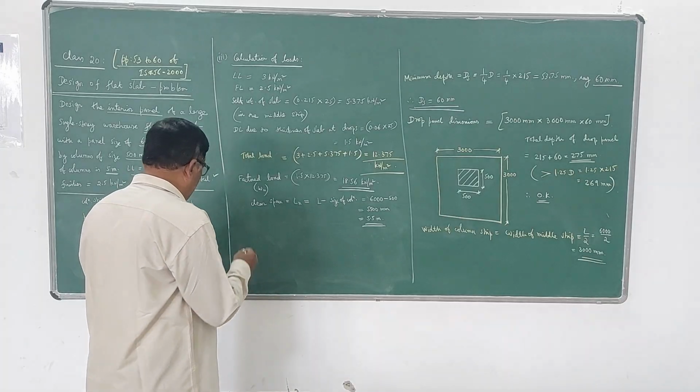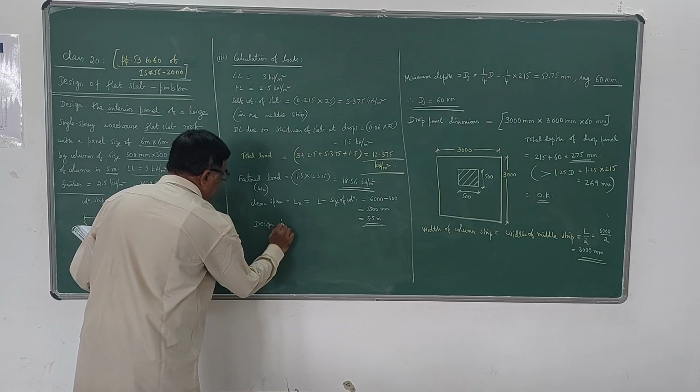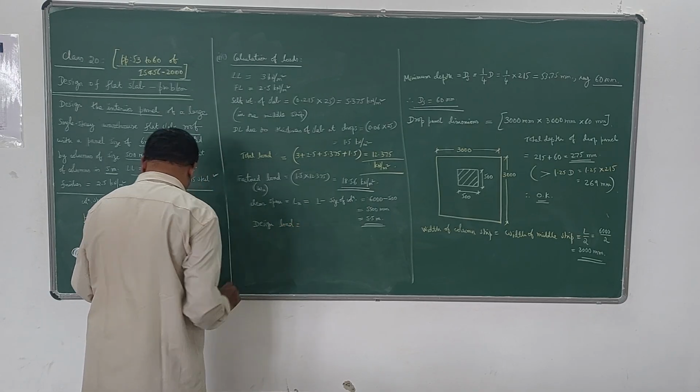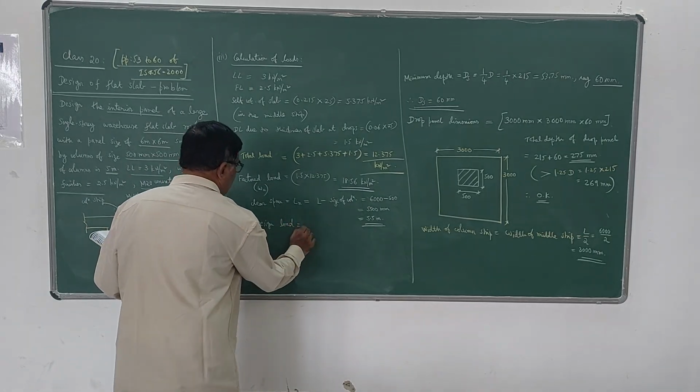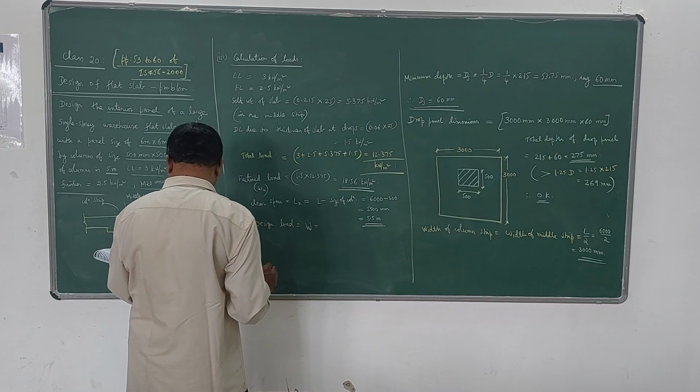Now the design load, we have to calculate. Factored load is different, design load is different. Design load is given by capital W, I will call it as Wu into L2 into Ln.